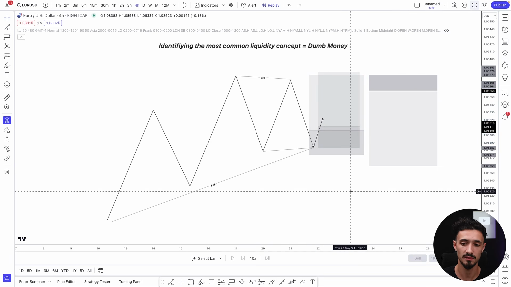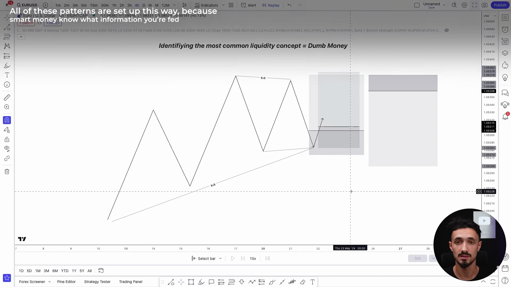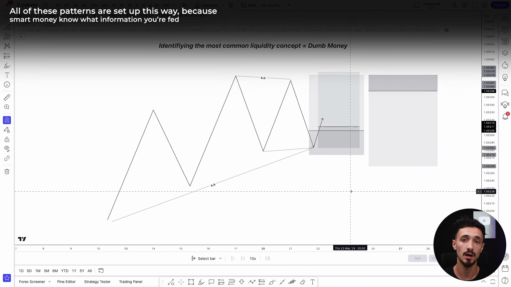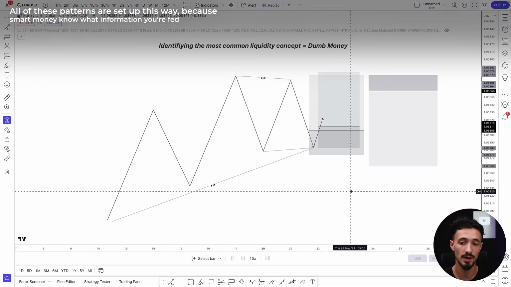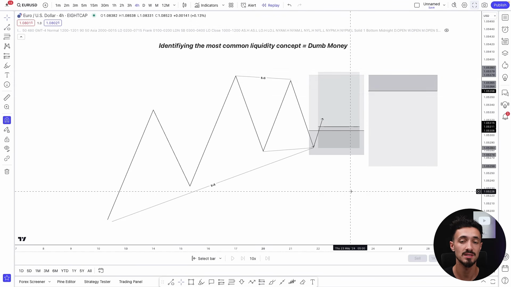And these types of things, these patterns that you see, they're set up intentionally. They're set up on purpose because smart money knows that the information that you're getting online, the information that your broker's feeding you, it's all retail-based concepts or dumb money-based concepts. It's all pattern recognition. There's no causation to the price movements. Everything is trying to identify something based on something that doesn't exist.